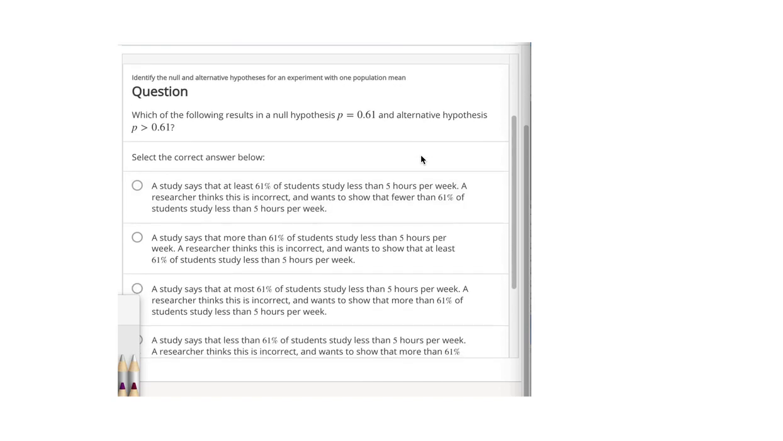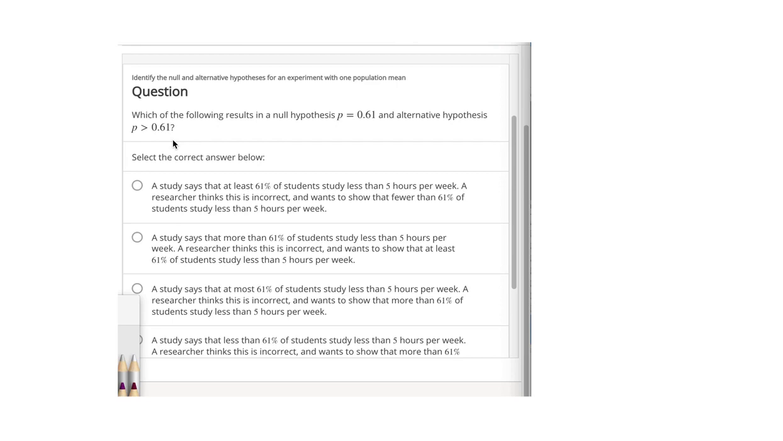Which of the following results in a null hypothesis and an alternative of 0.61? So you really want to focus on that alternative, that a researcher is saying that the proportion is greater than 0.61 or greater than 61%. A study says that at least 61% of students study less than 5 hours per week.